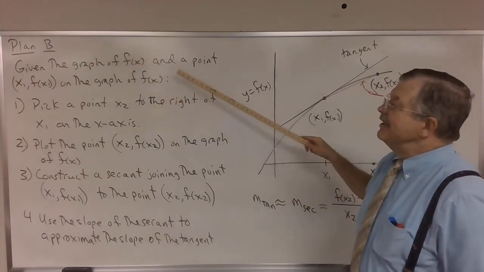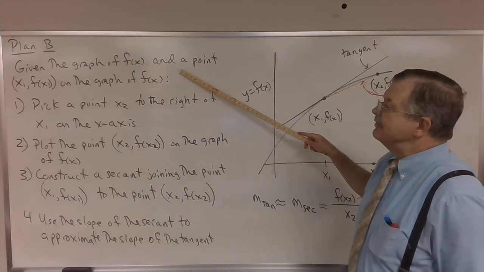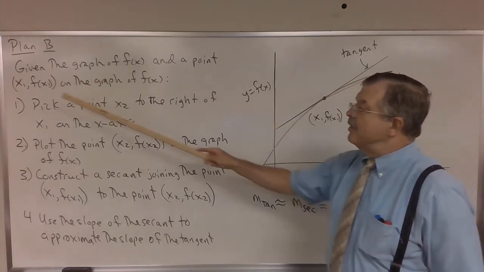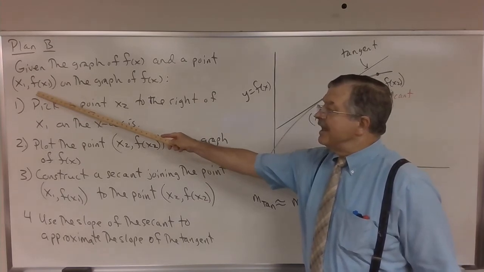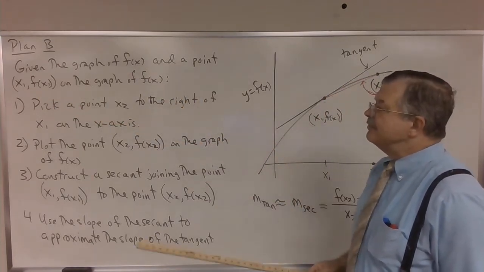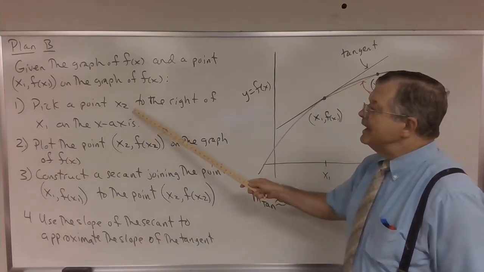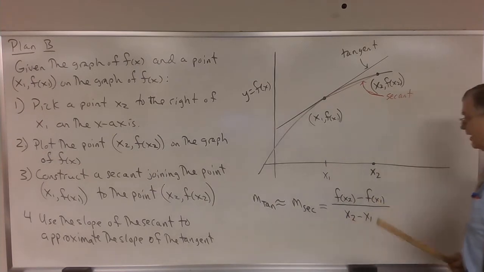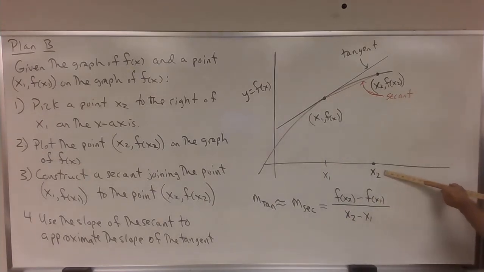And here's plan B, just as a refresher. Given the graph of f of x and a point, x1, f of x1 on the graph of f of x, here's what we do. Pick a point, x2, to the right of x1 on the x-axis. And we did that. Here's the point, x2, to the right of x1 on the x-axis. We picked a point, x2.